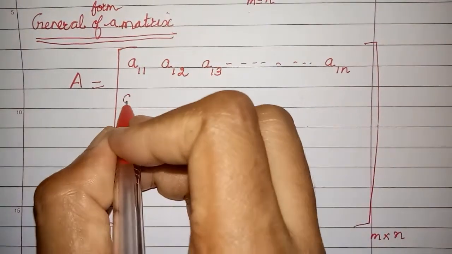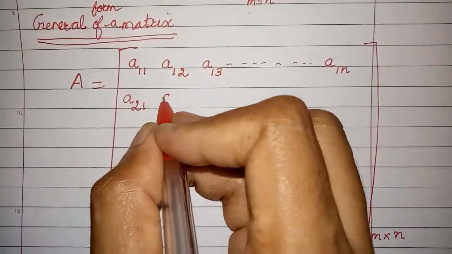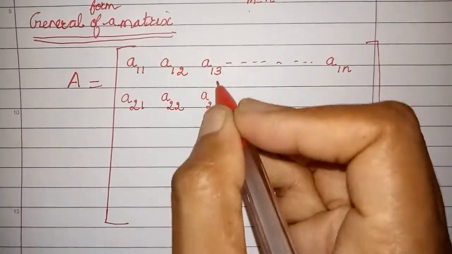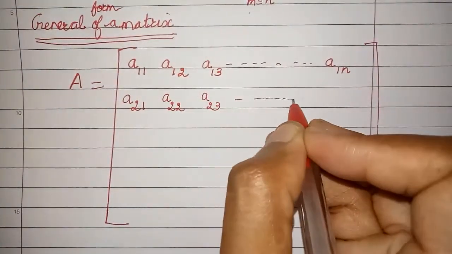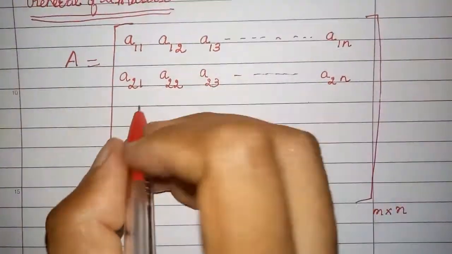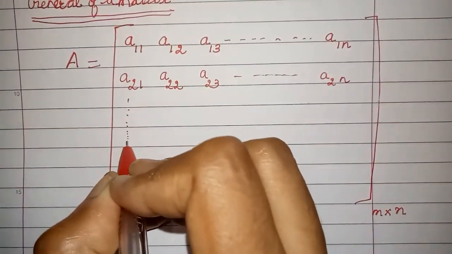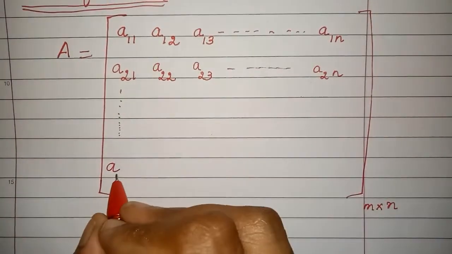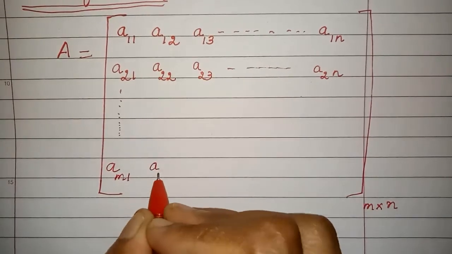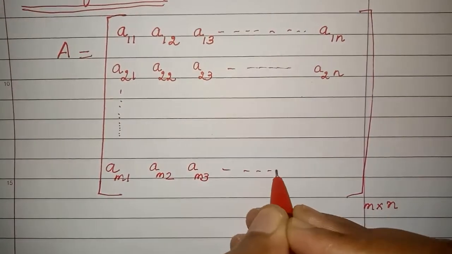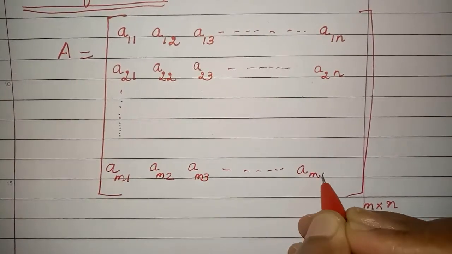Now it will be the name of the second row here, a21. Second row, second column. Second row, third column. So on and so forth. Second row, nth column. Alright. Similarly, I can have a31, a41. Similarly, the last row. What is the size of the last row? m. So am1, am2, am3, and the last one will be amn.